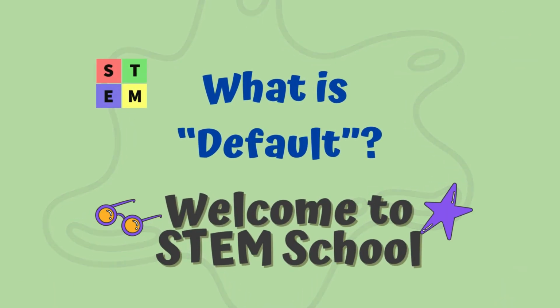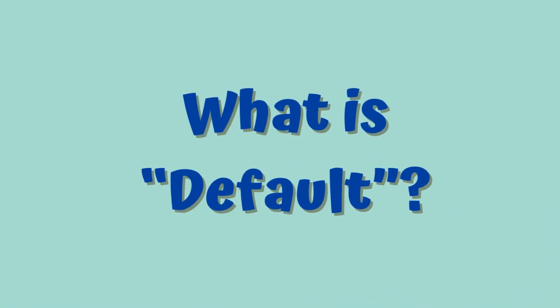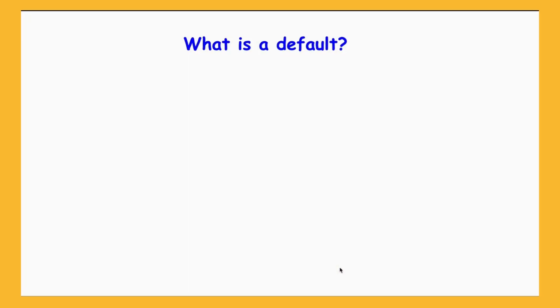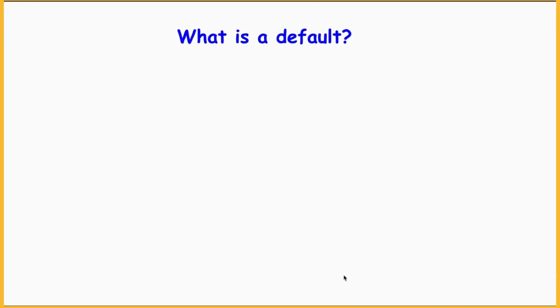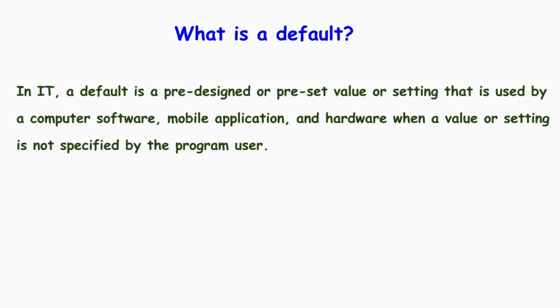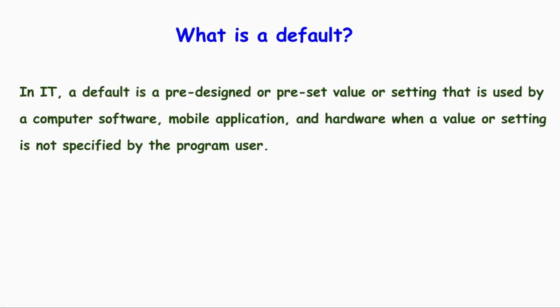Today, we are going to talk about the definition of default. So what is a default? In IT, a default is a pre-designed or preset value or setting that is used by a computer software, mobile application, and hardware when a value or setting is not specified by the program user.